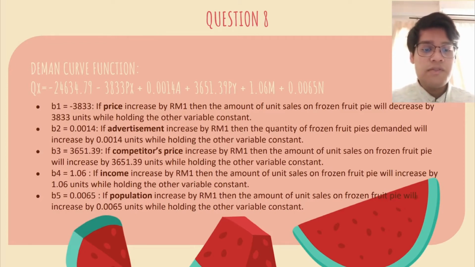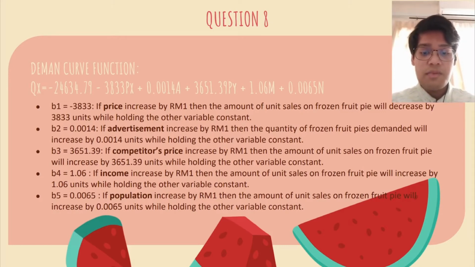Okay, take the first variable, the coefficient of the price, which is negative 3833. If price increases by RM1, then the amount of unit sales of frozen fruit pie will decrease by 3833 units while holding the other variables constant. This means that the coefficient value of price negatively impacts the quantity demanded. Okay, for the second one, the advertisement has a coefficient value of 0.0014.